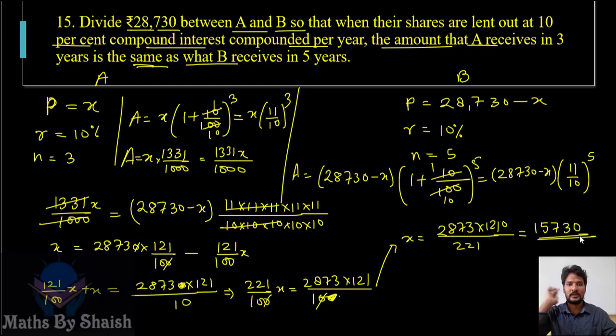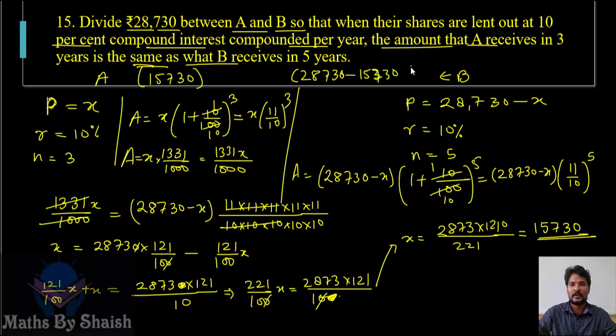This value is 15,730. That's the share of A. So A got 15,730 and B of course got 28730 minus 15730, and that is 13,000. B got 13,000 and A got 15,730. I hope it is clear. Let's discuss the next one.